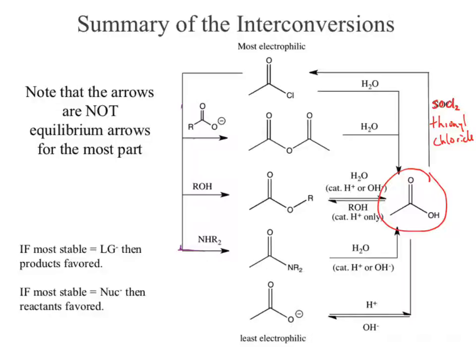That's how we get to the top. We have to use thionyl chloride. So what if you start with an acid and want to make the anhydride? Well, add thionyl chloride. Now you're up to the acyl chloride. How do you come back down? You can react that with a carboxylate salt nucleophile.